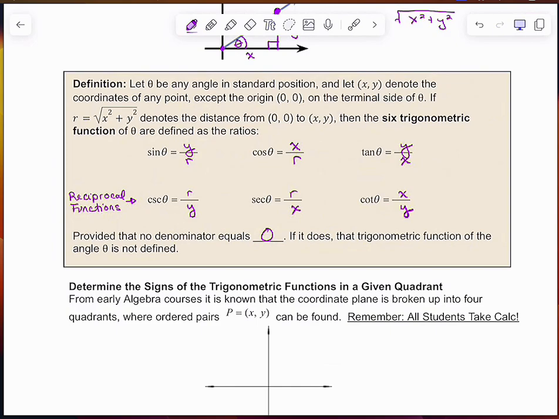Okay, so we kind of already knew this, right? The only difference is when you're doing unit circle, r always equaled 1. Well, now r doesn't always equal 1. So we're going to have to figure out what the r value is if it's not given to us, and then do our sine, cosine, tangent.